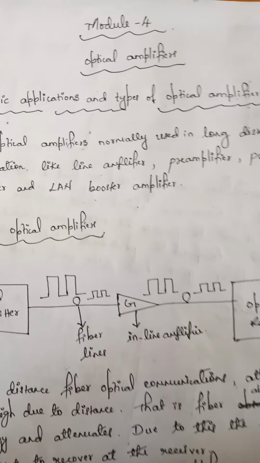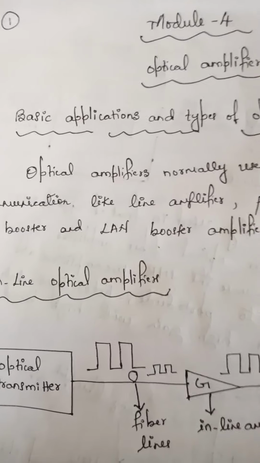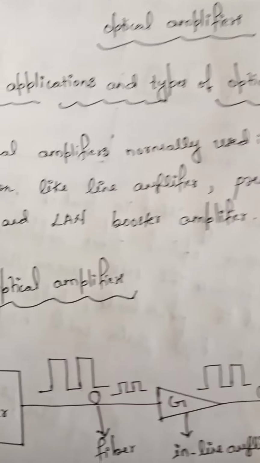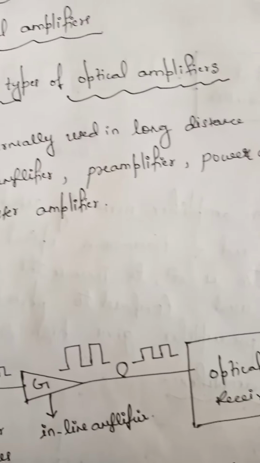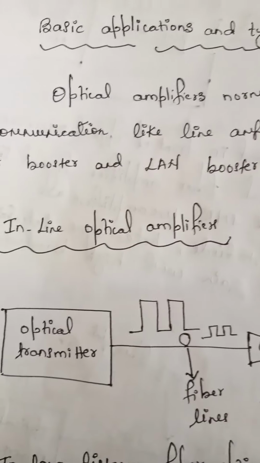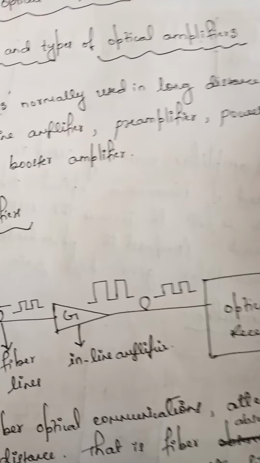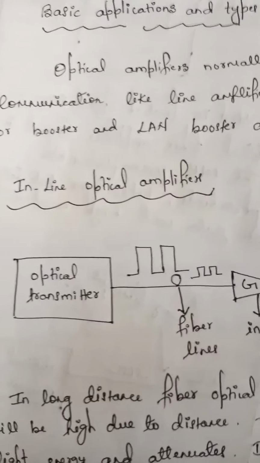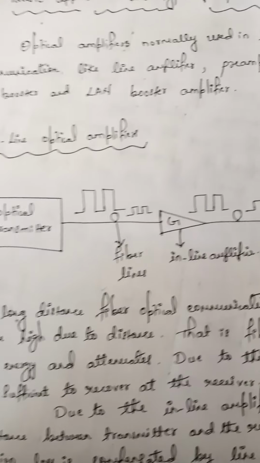Good morning, friends. Today we will be studying Module 4, Optical Amplifiers: the basic application and types of optical amplifiers. Optical amplifiers normally used in long distance communication are line amplifiers, preamplifiers, power amplifiers or boosters, and LAN booster amplifiers.